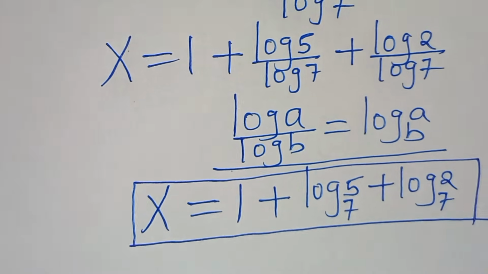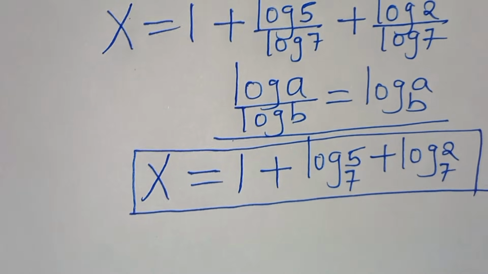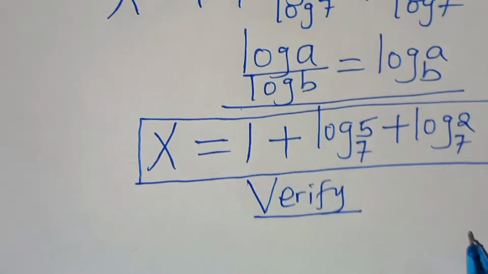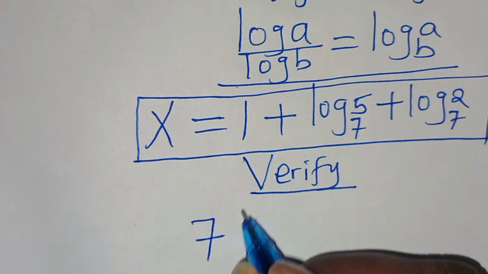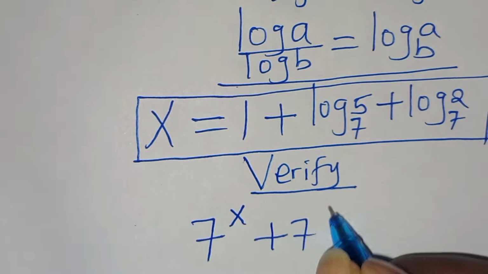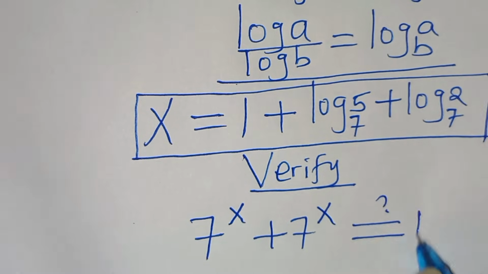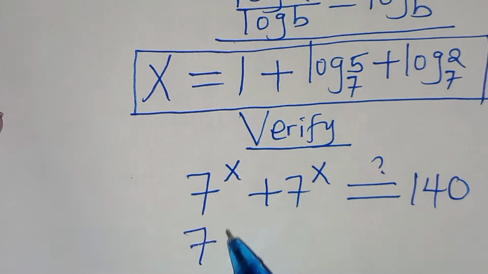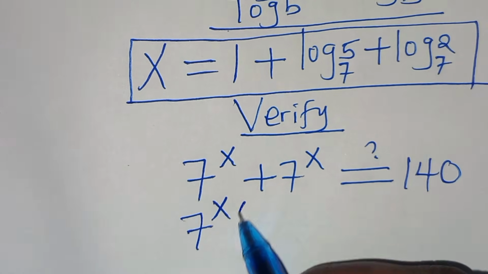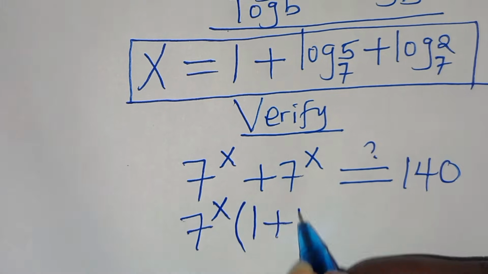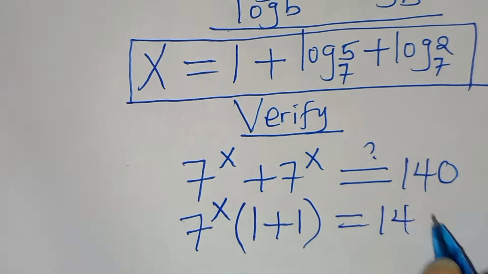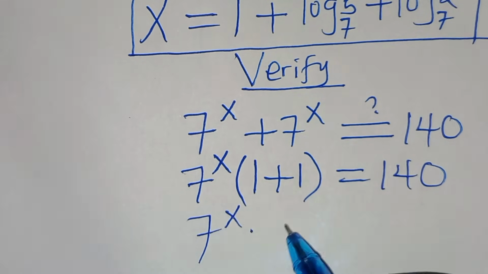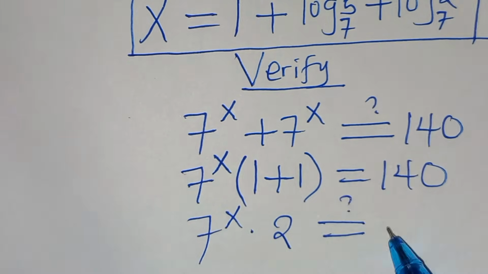The next step is to verify that this value of x satisfies the equation. So let's verify from here. Now, if you recall, we entered 7 to the power of x plus 7 to the power of x. This is supposed to give us a value of 140. Now, we have that 7 to the power of x is common here, so we can factor out 7 to the power of x, so that now into the parentheses, we have 1 plus 1. This is equal to 140. So this is the same thing as 7 to the power of x multiplied by 1 plus 1, this is 2. This should give us a value of 140.